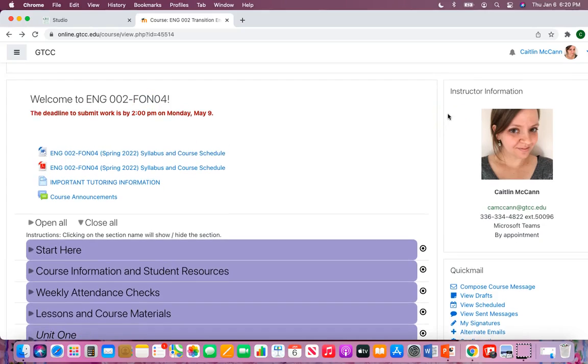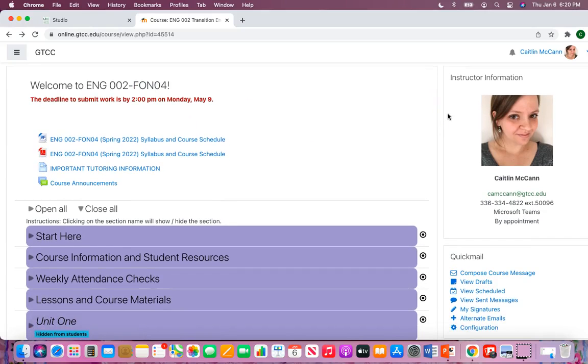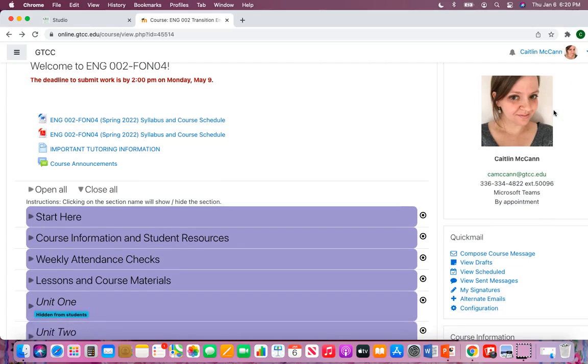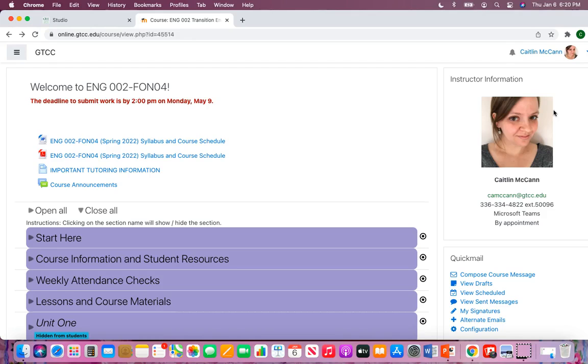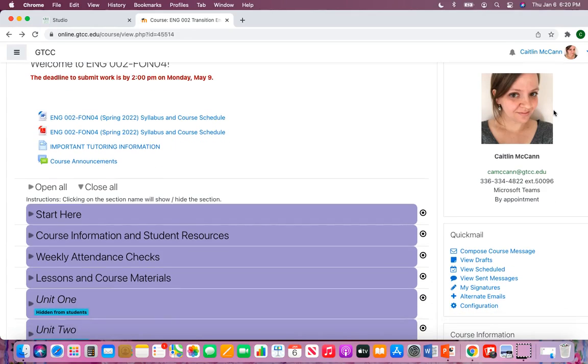Over here on the right side of the screen is my contact information. There's a completely separate video where I introduce myself to you, but I do want to point out that you have a block with all of my contact information. So you have my name, Caitlin McCann. I prefer to be called Caitlin, but if you're more comfortable calling me Miss McCann, that's totally fine. I have my email address, camccann@gtcc.edu.